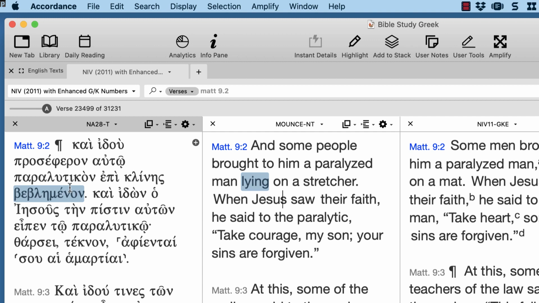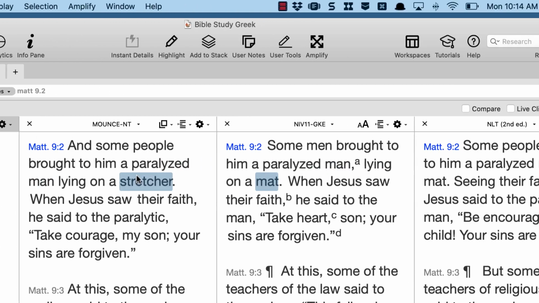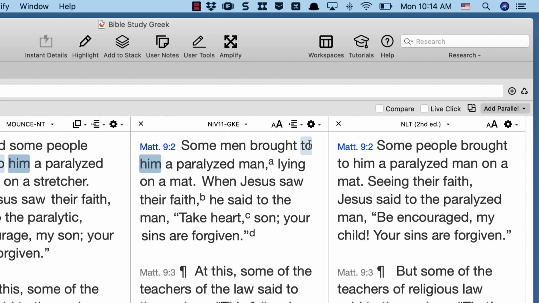Here's the question. Where do we normally put indirect objects in English word order? Well, if we translate it as a straight indirect object, we put it after the verb and before the direct object, don't we? So behold, some people brought him a paralyzed man, a paralytic, lying on a stretcher. And it's interesting, most translations don't just say him, they want to say to him. Even the NLT, which is a natural language translation, has to him here. Some people brought to him a paralyzed man on a mat.